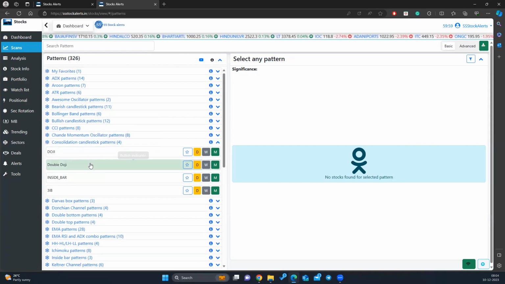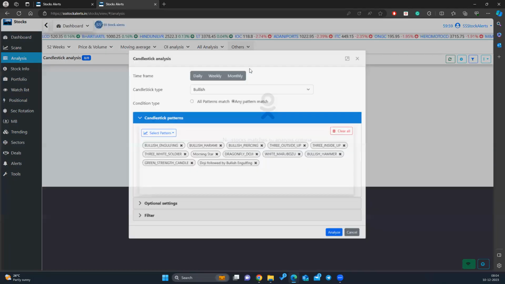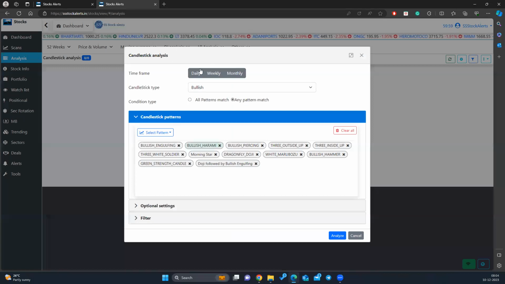These scans are EOD based, and if the user wants to do it in a live market, he can do it via candlestick analysis. This analysis section can be used in the live market as well as in the EOD also. So let us start.